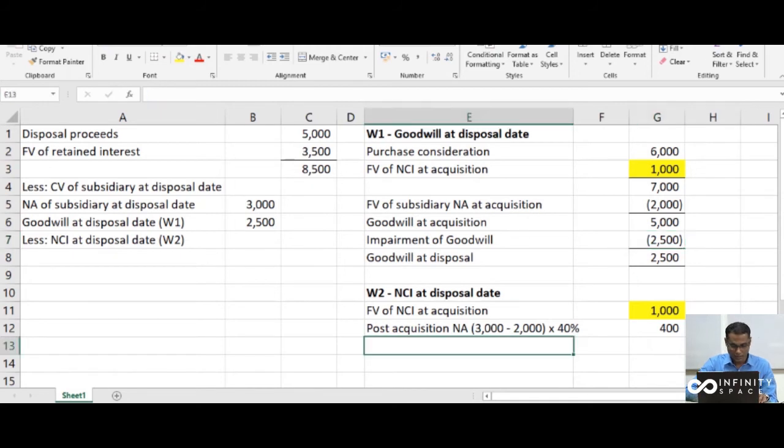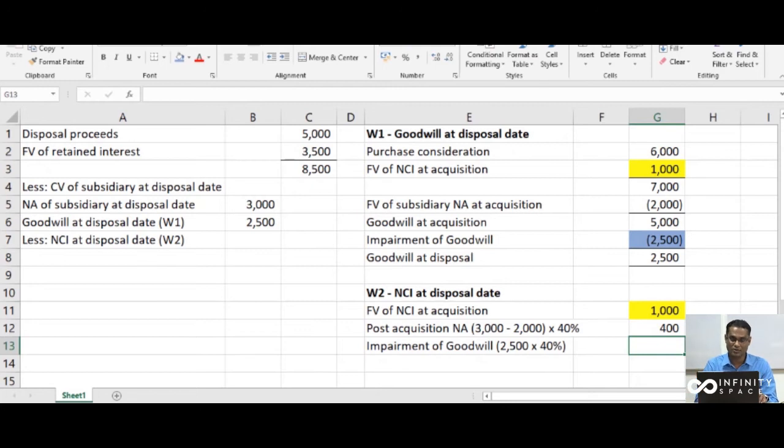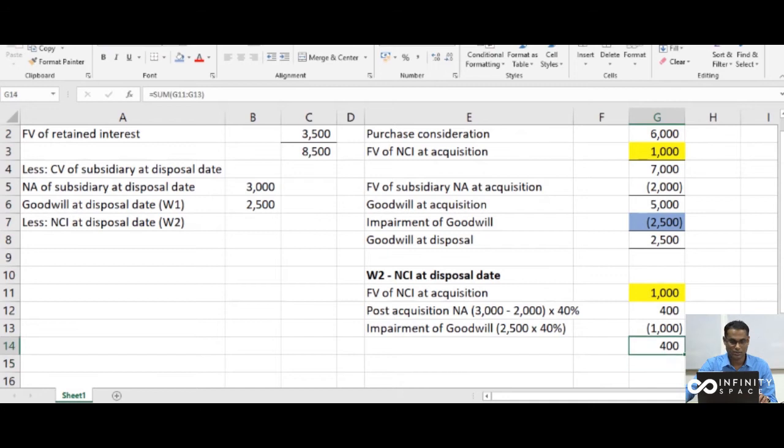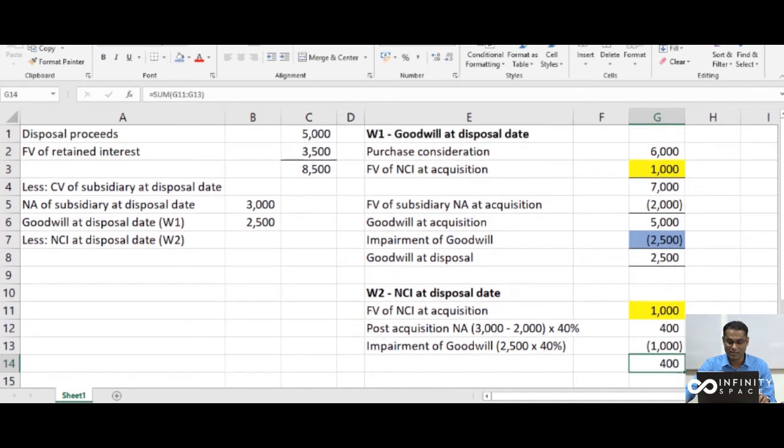Okay, the impairment of goodwill. The total goodwill impairment is 2500. Out of that, how much to the NCI? 40%. So it has to be debited to the NCI. Debited to the NCI means, as NCI is a credit balance, debit is a minus figure. So you say 2500 into 40%, and you have to deduct that from the NCI. After deducting the goodwill impairment, the final NCI value at the date of disposal will be 400. So this is the NCI figure at the date of disposal, and that is the answer of working number 2.